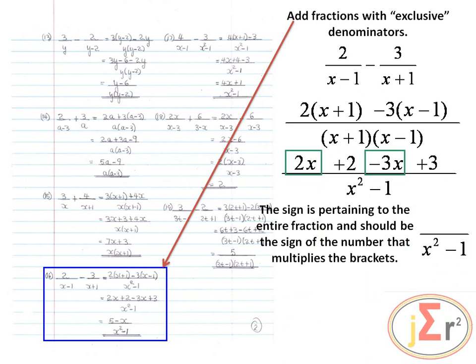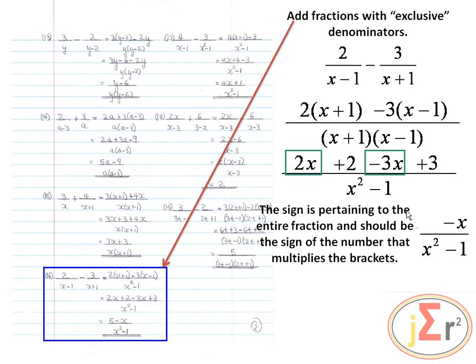2x minus 3x. And what about adding numbers that have different signs? Subtract the smaller from the larger, and the answer will take the same sign as the larger. 3 is larger, its sign is negative. Here we have a negative 1x, or negative x.